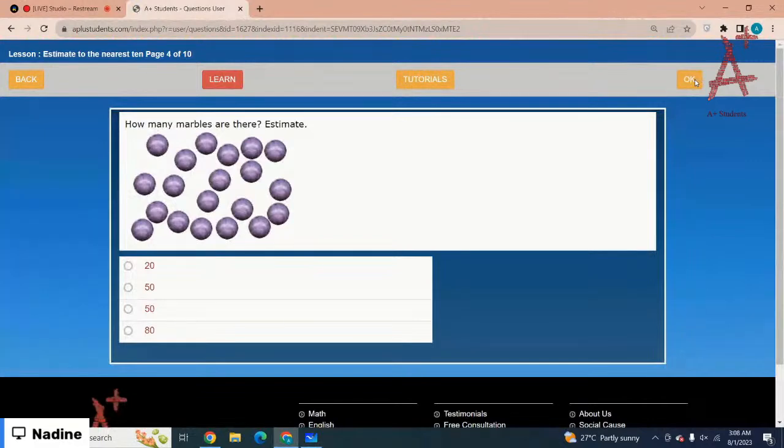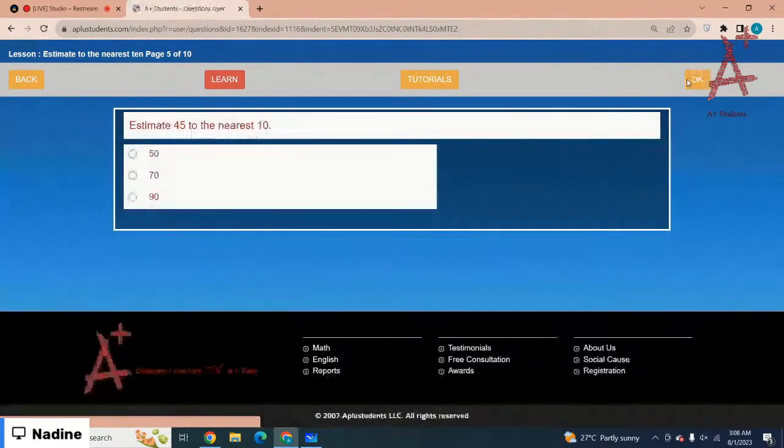How many marbles are there? Estimate. The options you are given are 20, 50, and 80. Without counting, I can see they are around 20. Yes, it is, because they are not so many that we can say it is 50 or 80, right?